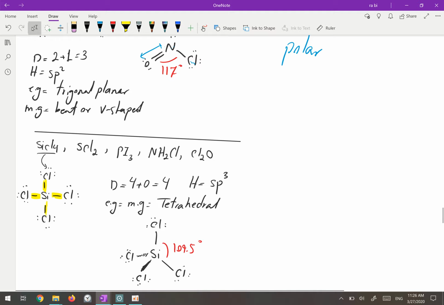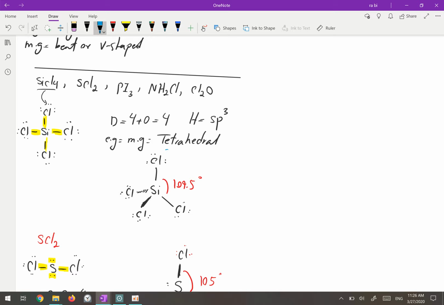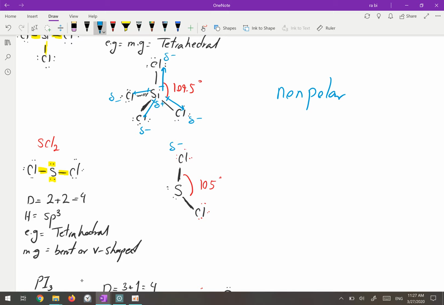SiCl4. Chlorine is more electronegative than silicon. So you have negative area around the chlorine and silicon becomes positive. So you have one dipole moment in this direction, another dipole moment in this direction, in this direction, and this direction. These four dipole moments cancel out each other and the molecule becomes nonpolar. SCl2, chlorines are more electronegative than sulfur. So you have one dipole moment in this direction, another dipole moment in this direction, and in the bent or V-shaped arrangement, when you have the polar bond, they cannot cancel out each other, so your molecule is polar.